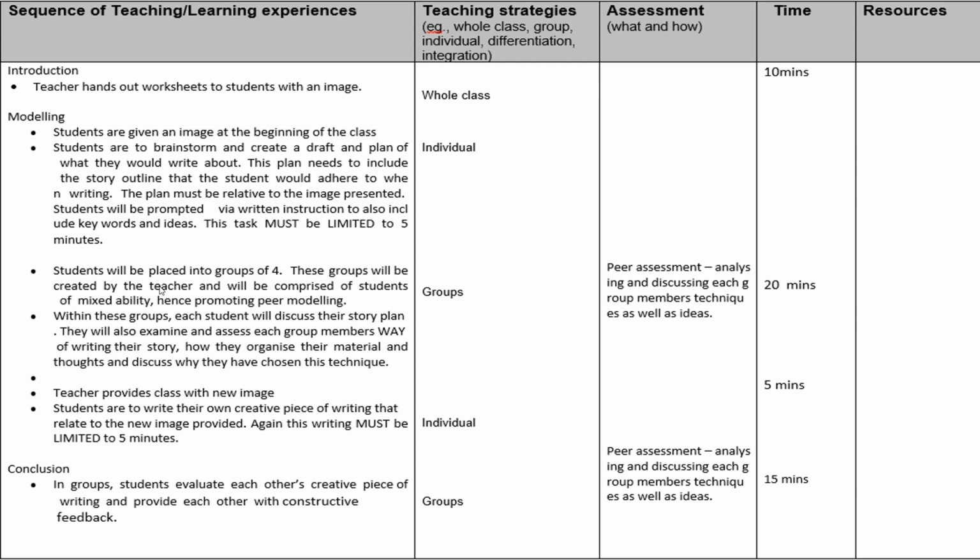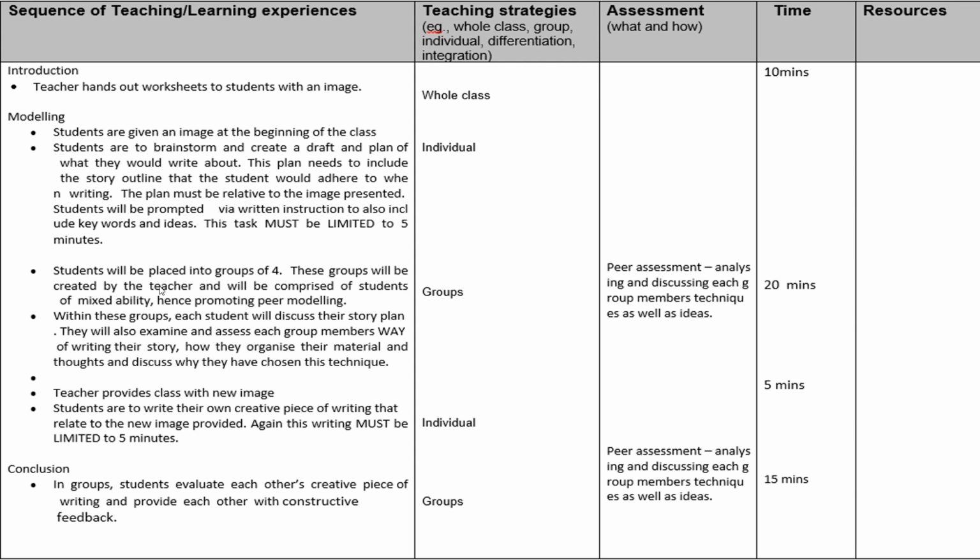Students will then be placed into groups of 4. You generally don't want any modeling groups higher than 4 because it becomes too hard for the model to maintain control of the group, as there are students who are rowdy, don't want to work, don't like the model, and so forth. These groups as well will be comprised of students with mixed ability.